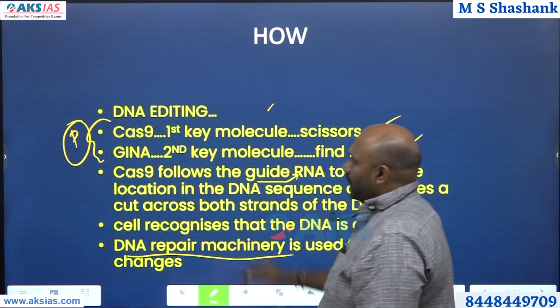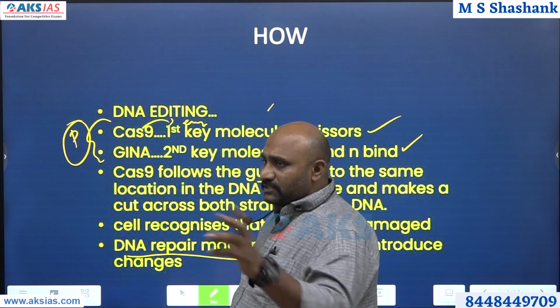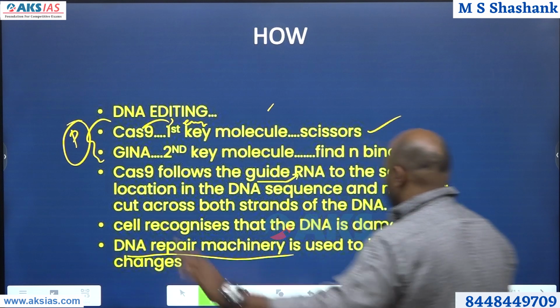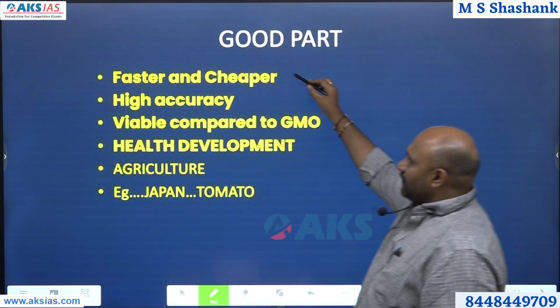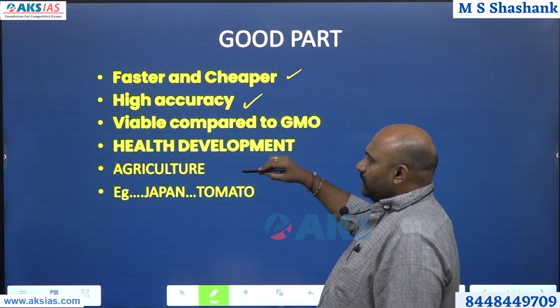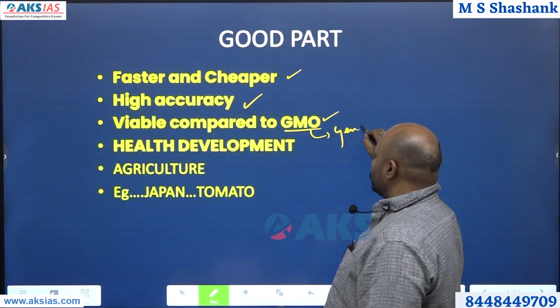So Cas9, and what is Cas9? Fundamentally, I told you, it's an enzyme. Enzyme means it's a protein which accelerates chemical reactions. Very simple. Next, what is the good part of it? It is faster and cheaper, has high accuracy, and it is viable compared to genetically modified crops.